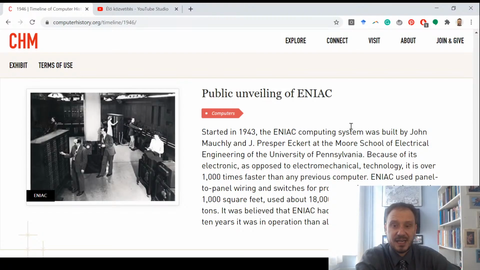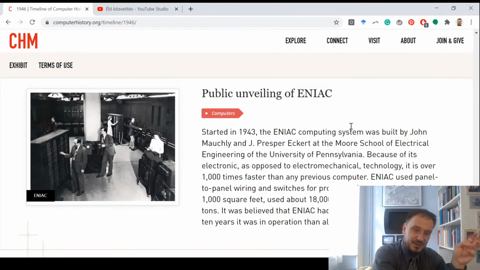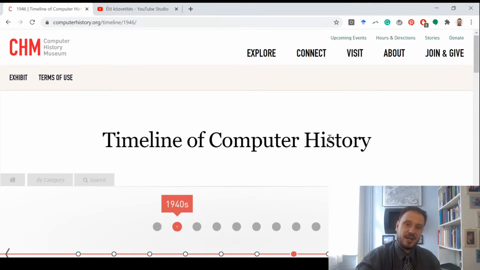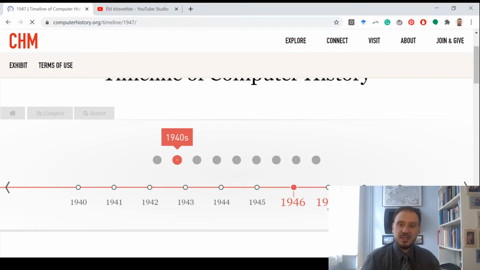It was believed that ENIAC had done more calculations over the 10 years it was in operation than all humanity had until that time. Let me stop for a second. So, in 10 years, one machine in 1946, where we didn't have smartphones, hell, we didn't have any computers either, would do more calculations than the previous complete history of humanity had recorded. Just think about that. The year is 1947.